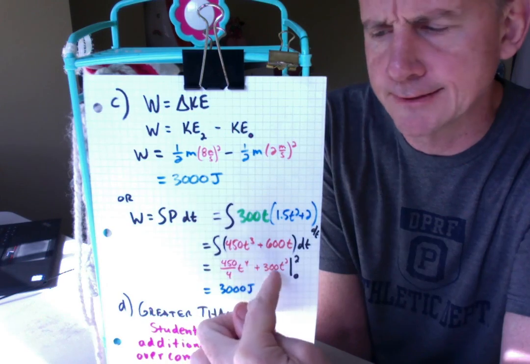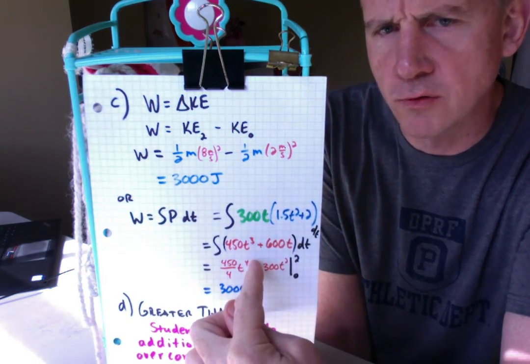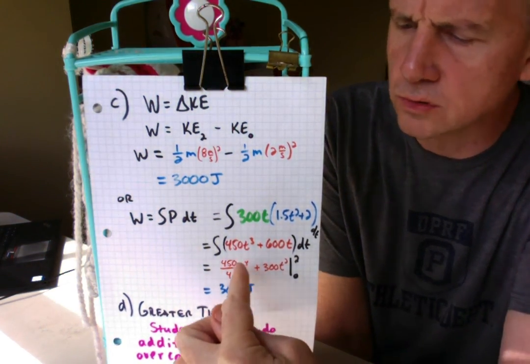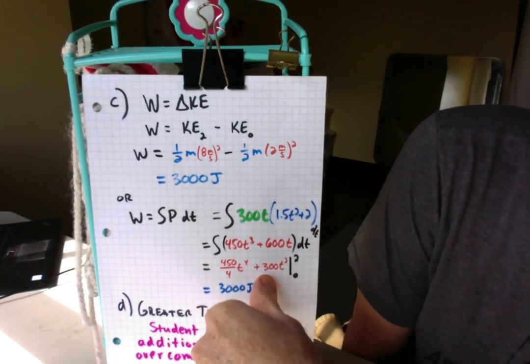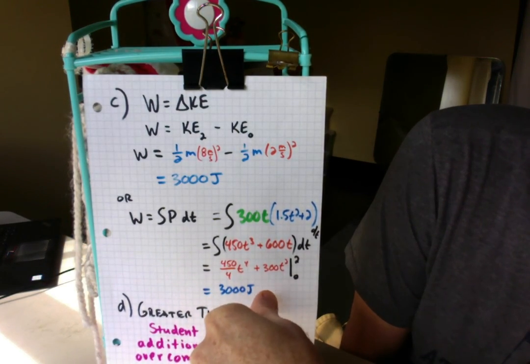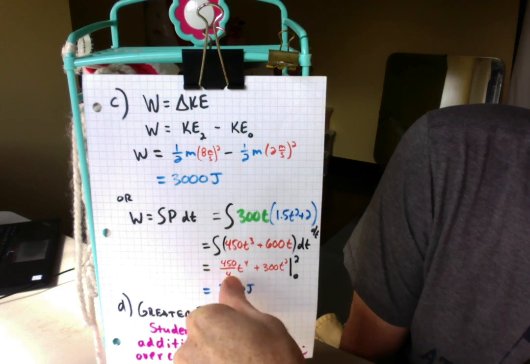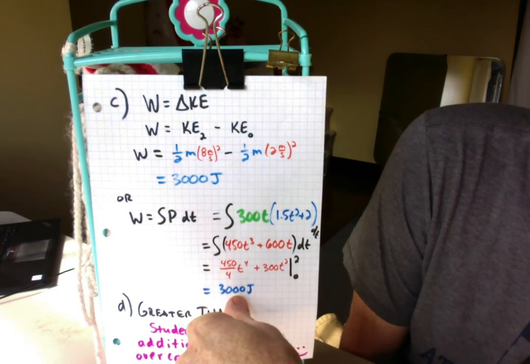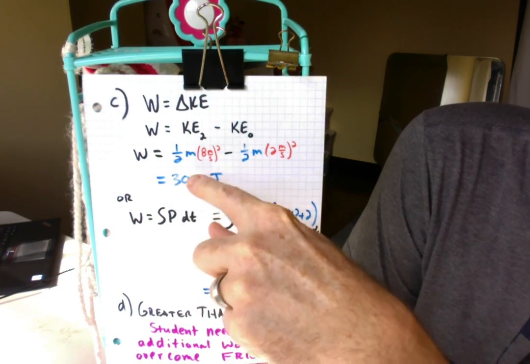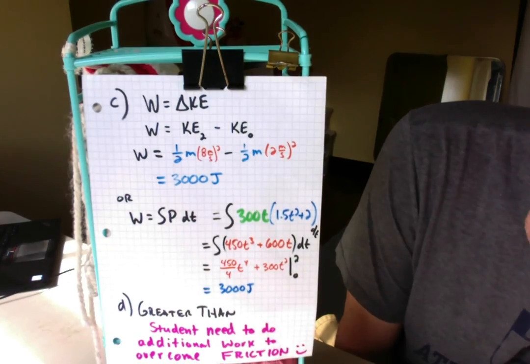Did I say that right? And then we go from 0 to 2. Well, 0 is not going to give you all that much. It just becomes 0. So we chuck in good old 2 in there, and we get 3,000 joules. Amazing. Cool.